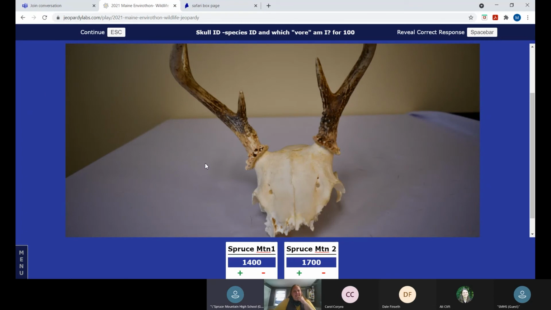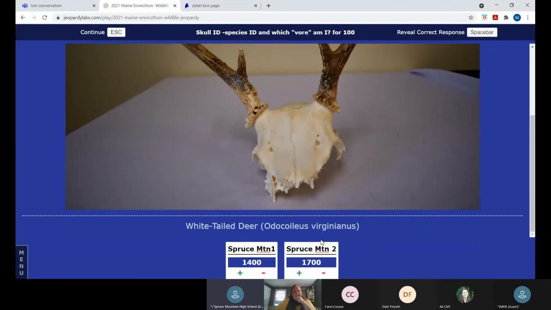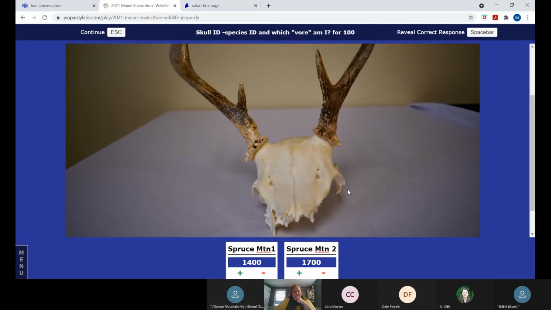That is white-tailed deer. And which vore? Herbivore. You're correct. Now the bonus is, is it a male or female? Male. And why? Antlers. Right.